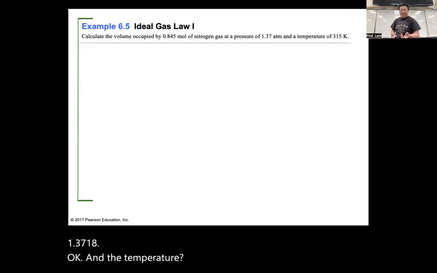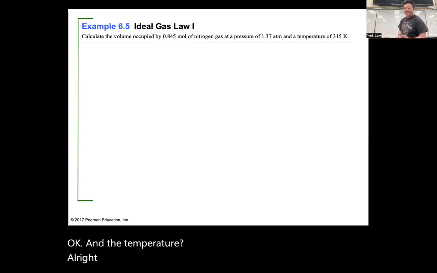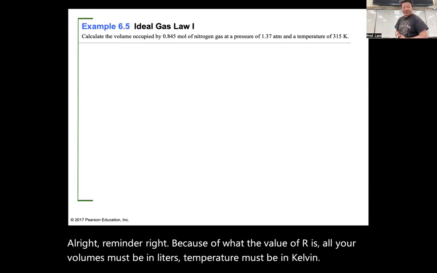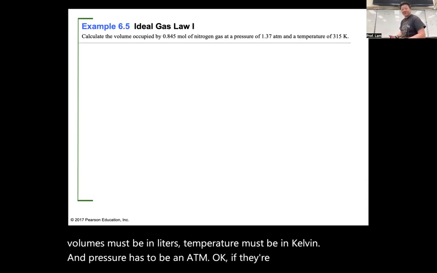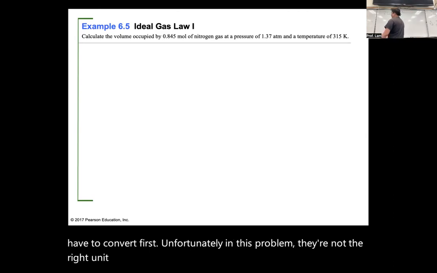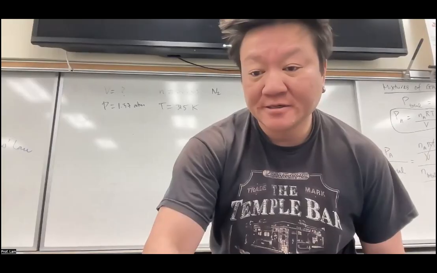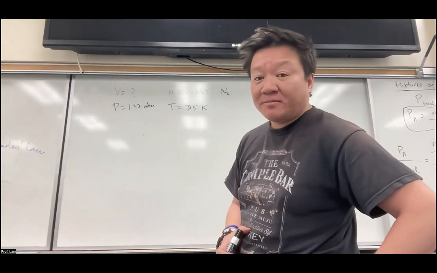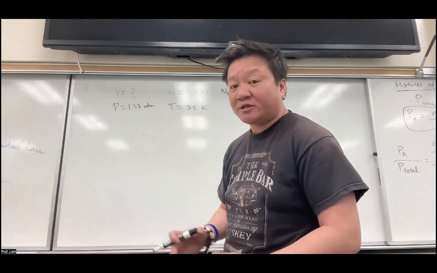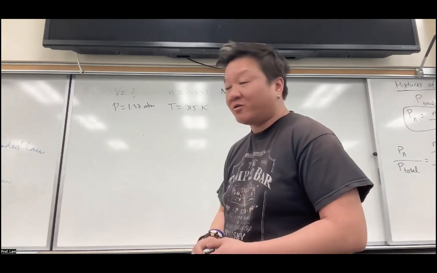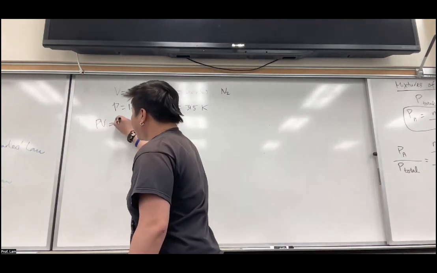All right. Reminder, right? Because of what the value of R is, all your volumes must be in liters, temperature must be in Kelvin, and pressure has to be in atm. Okay. If they're not that, then you have to convert first. But fortunately, in this problem, they're all in the right units. So how can you tell that this is an ideal gas law problem and not a two condition problem? Well, you read it, right? There was no condition 1 or 2. It's giving you values for 3 things, and you're asked to solve for the 4th. That's how you know you use PV equals nRT.